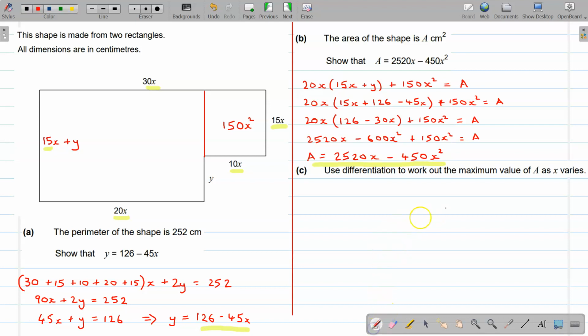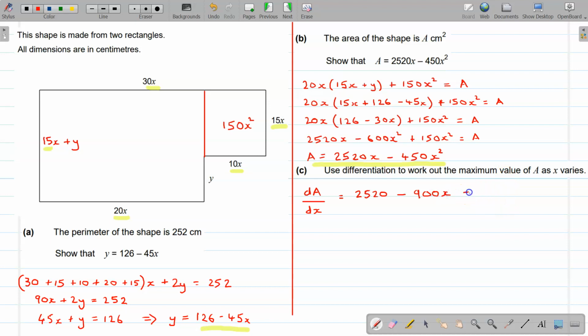Now for part C, use differentiation to work out the maximum value of A. So what we need to find is this quantity here, dA by dx. In other words, we need to differentiate it. So the maximum occurs when the rate of change is 0, you see. So you need to find out what dA by dx is, which is equal to, well, we just simply remove the x. That will give us 2520. Okay, and then this one, the power comes to the front, so it becomes 900x.